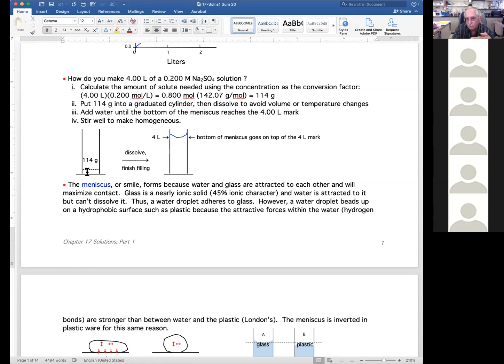Some substances, when you dissolve them in the water, make the water warmer. Sometimes it makes it colder. And it's hard to predict. Just because you add something to a liter doesn't mean that the volume goes up. It may also go down. So you dissolve it, and then you fill it to the top. And you want the bottom of the meniscus to be on the 4 liter line. And then you stir it to make sure it's homogeneous.